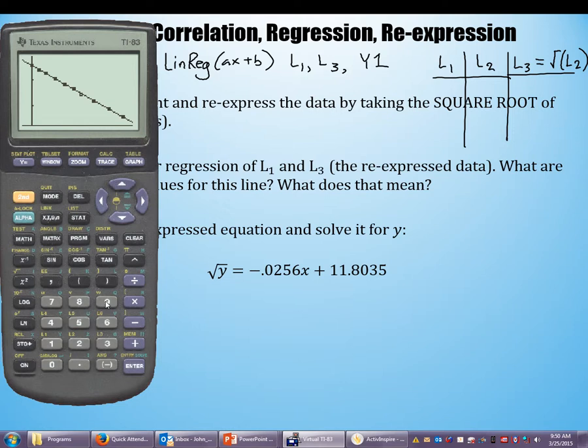Just go to second stat and then. Yeah, let's do that. I'm about to do it exactly. Let's actually look at the residual plot too. L1 versus the residuals. Second stat, RESID is the name of the list.